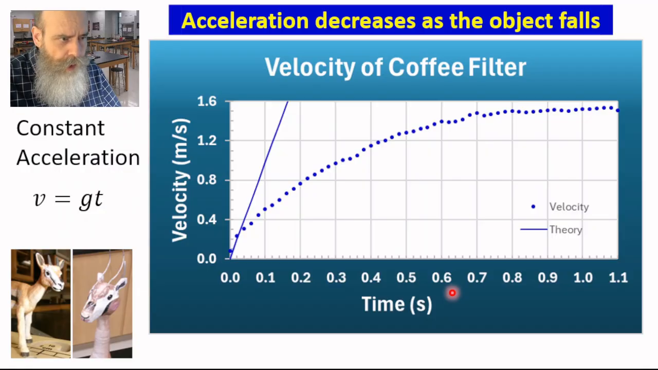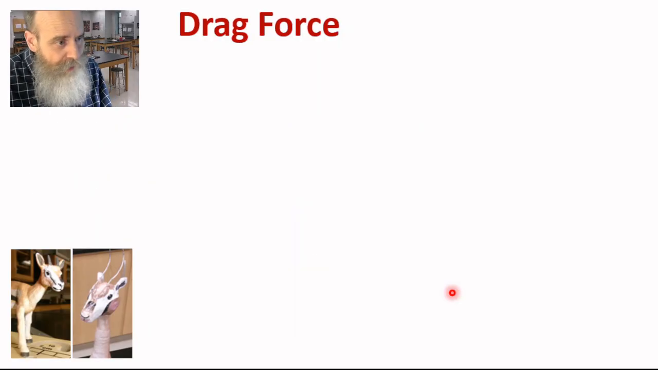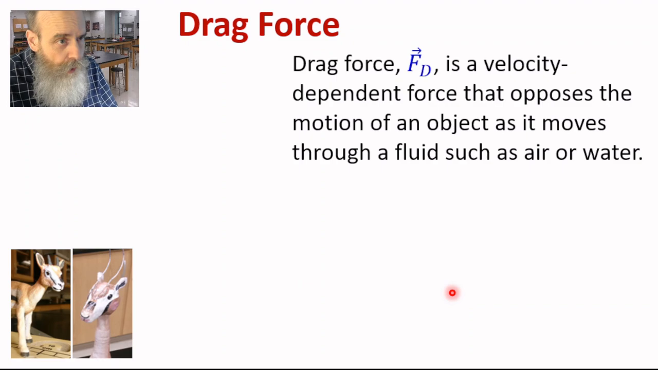Giselle, this is a question for you. Yes, you're right. It decreases because there are two forces involved. We have the force of gravity, but we also have another force called the drag force. Gravity acts down, but the drag force acts up. The drag force is a velocity-dependent force that opposes the motion of an object as it moves through a fluid such as air or water. Here's a free body diagram.